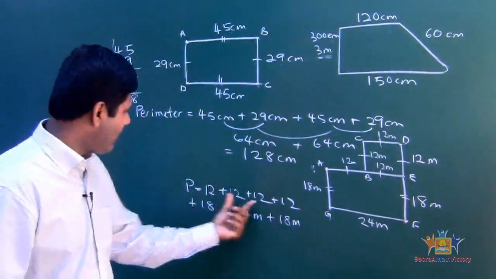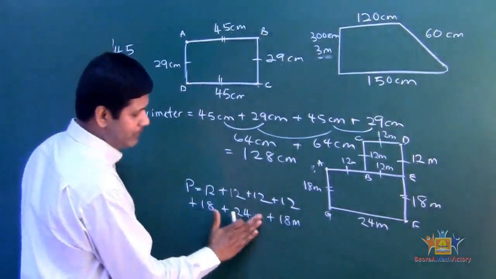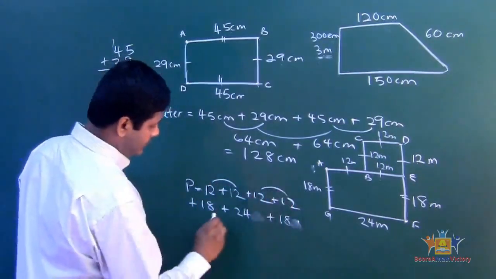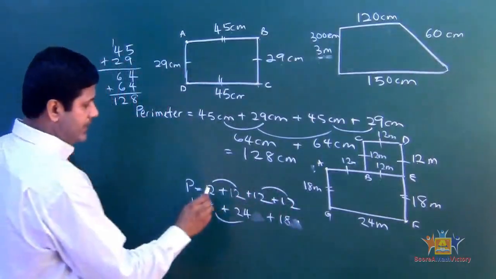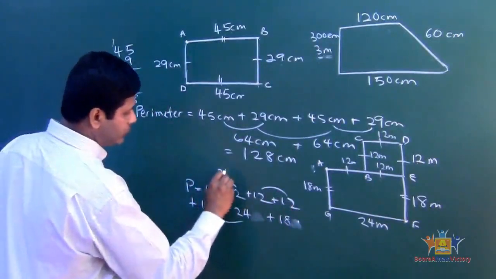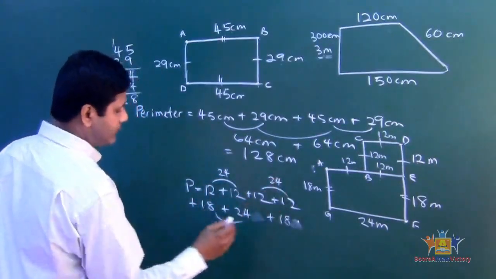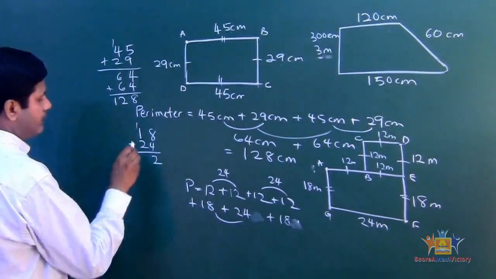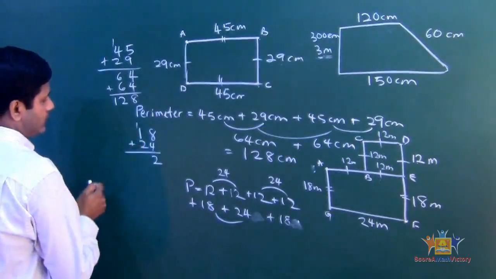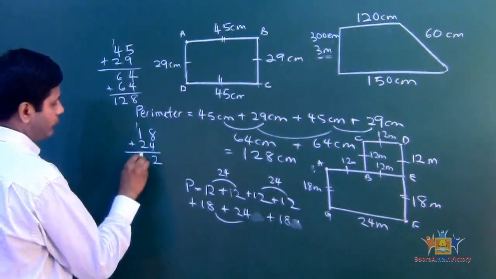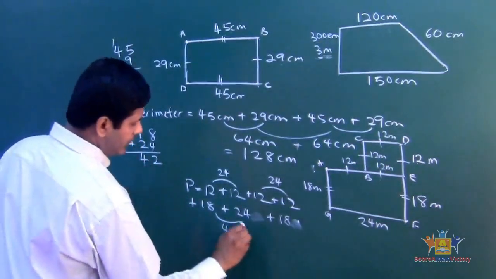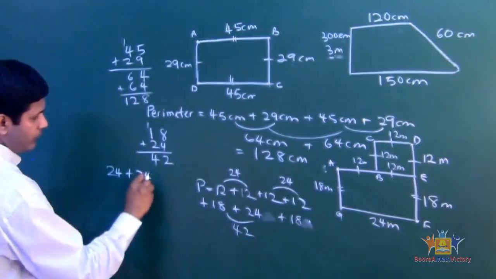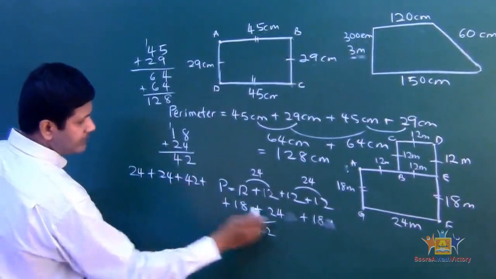Alright, now we have listed all the lengths. I said we don't need to put the meter, but I put the meter. Now let's add them. Let's pair them. We're going to add this together, and this together, and this together. Later, we will add the 18. 12 plus 12 is 24. So this one's 24, this one's 24. 18 plus 24: 8 plus 4 is 12, carry 1, 1 plus 2 is 3, so 42. So let's rewrite this: 24 plus 24 plus 42 plus 18.